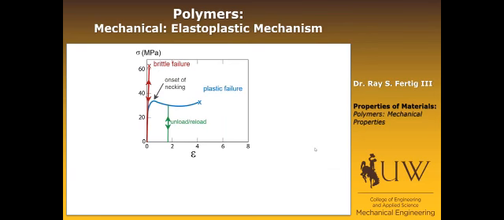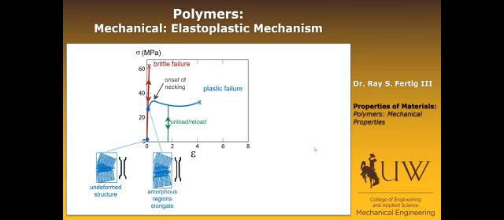Now let's talk a little bit about the elastoplastic mechanism. And we're going to specifically focus on semicrystalline polymers here. So we begin with some undeformed structure that has some amount of crystalline polymer and some amount of amorphous polymer in it. And during the first stage of loading, the amorphous regions are going to elongate.